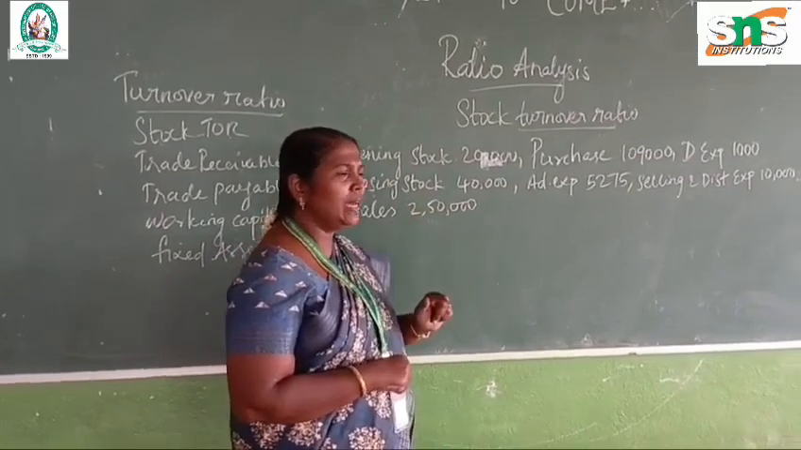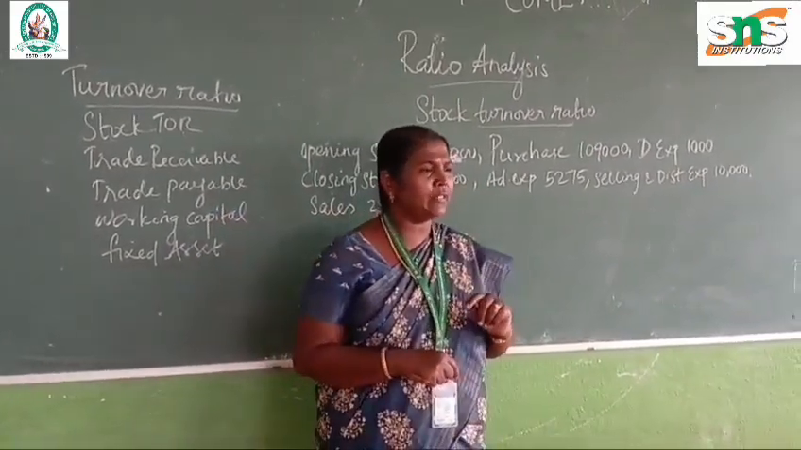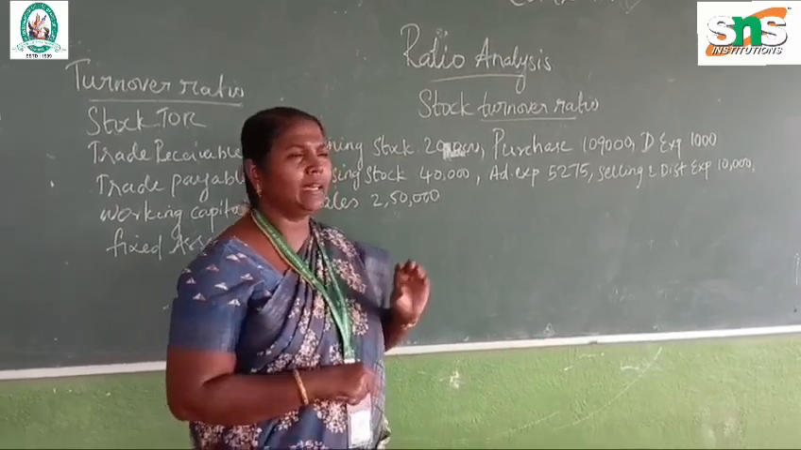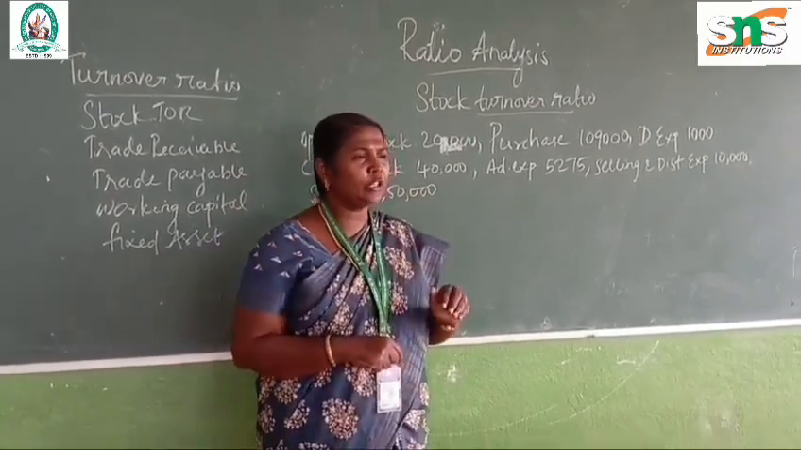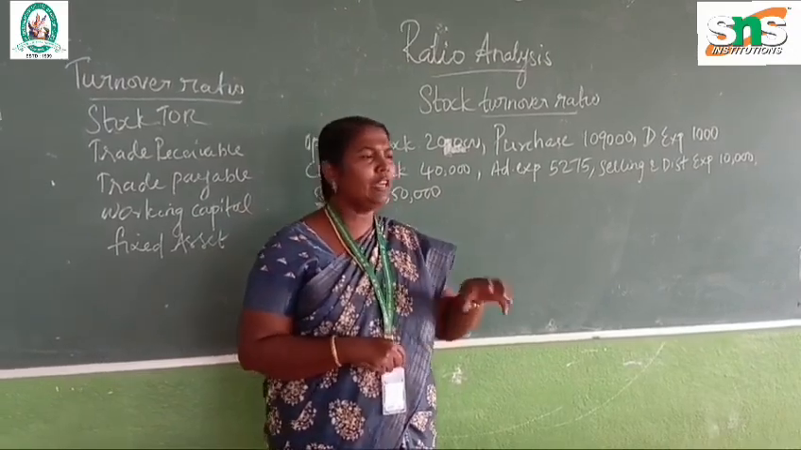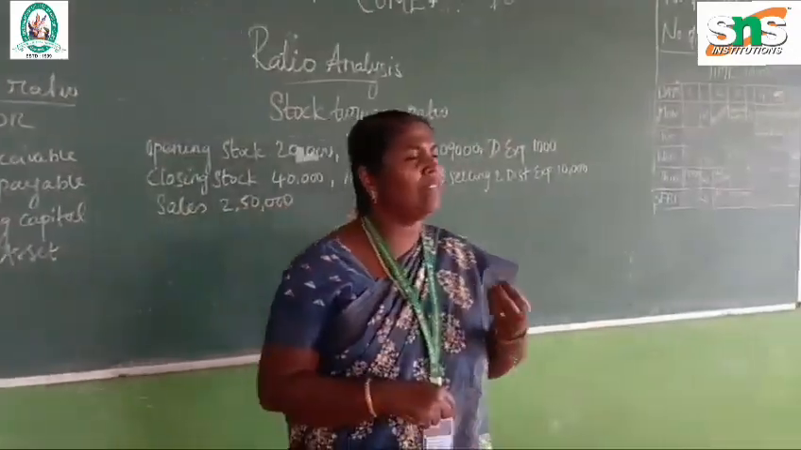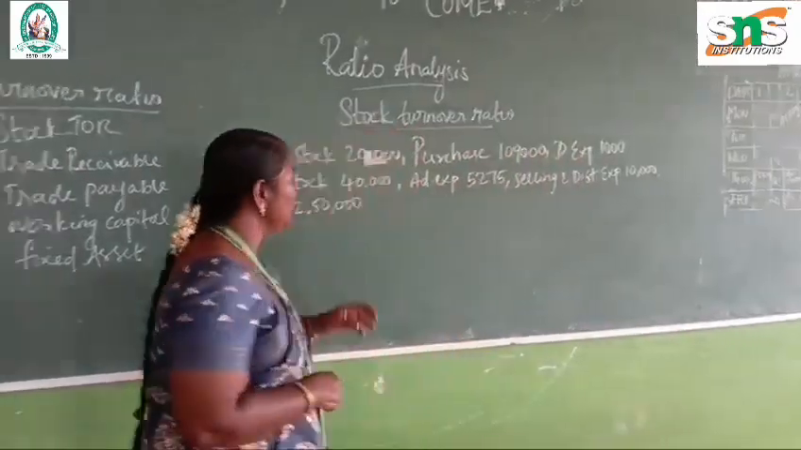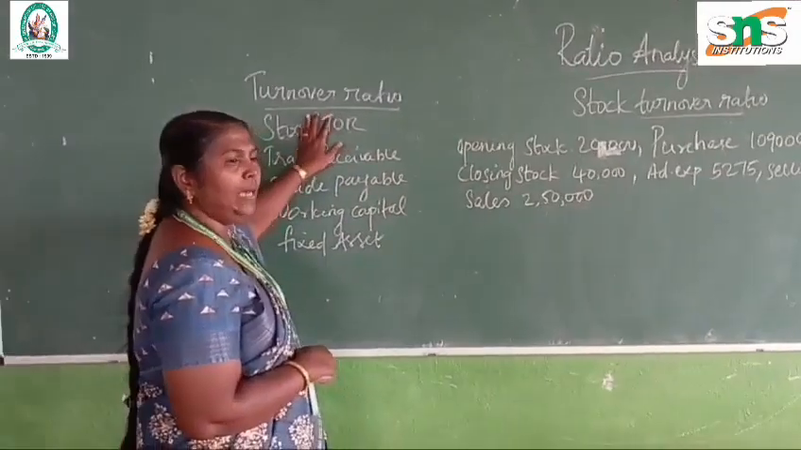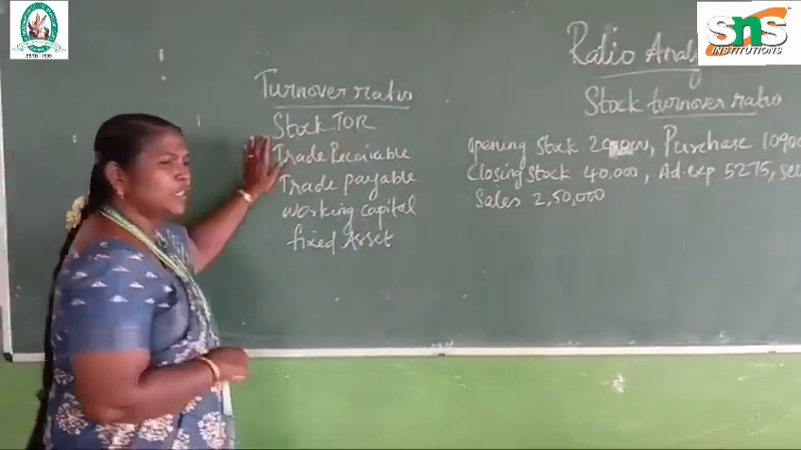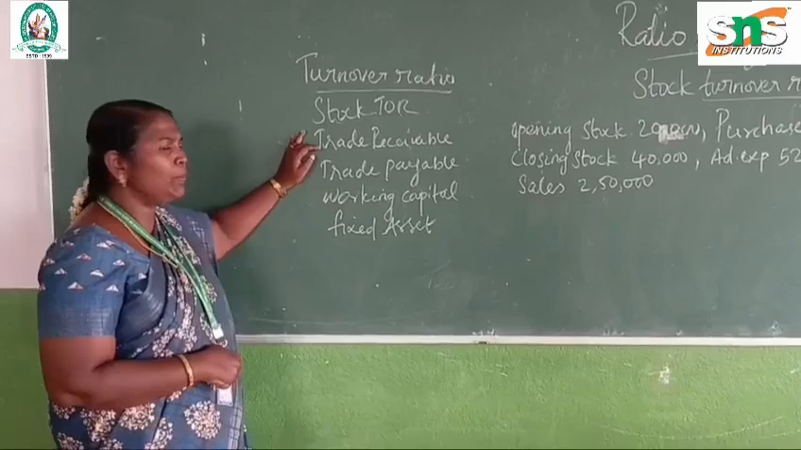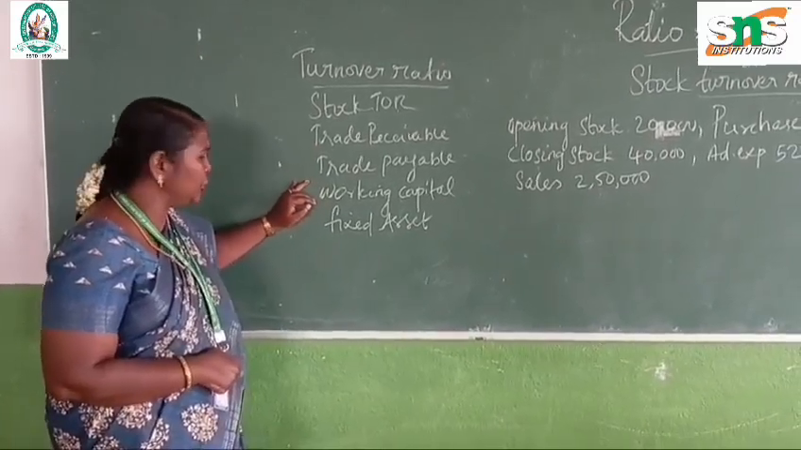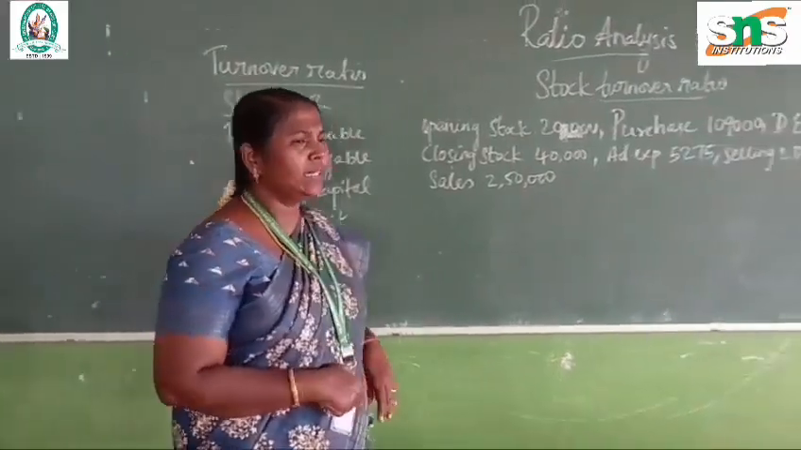In ratio analysis, there are four functional classifications. The first one is liquidity, that is the current ratio, quick ratio, and working capital. It is fully about the cash which we can convert easily, which we studied in the earlier session. Today we are going to see turnover ratio. Under the turnover ratio, there are stock turnover ratio, trade receivable turnover ratio, trade payable turnover ratio, working capital turnover ratio, and finally fixed asset turnover ratio.